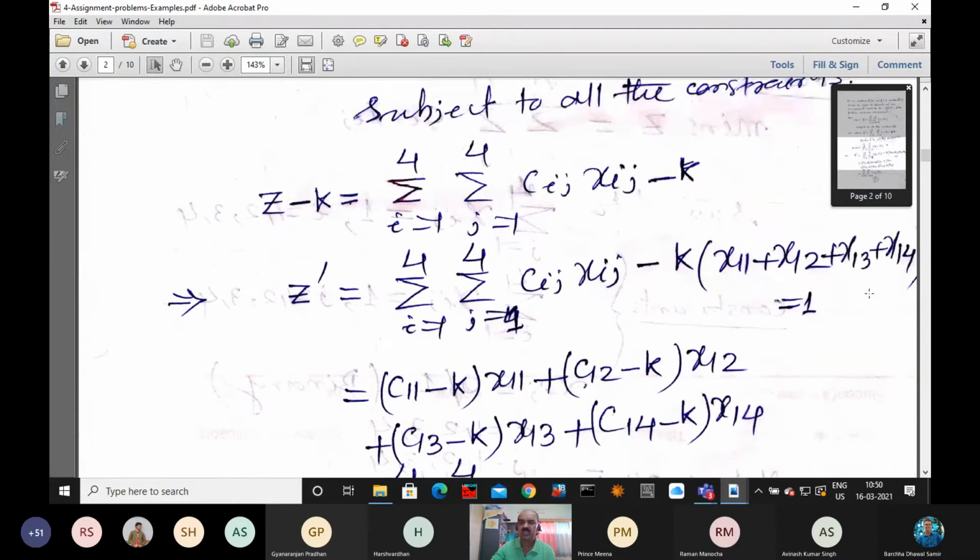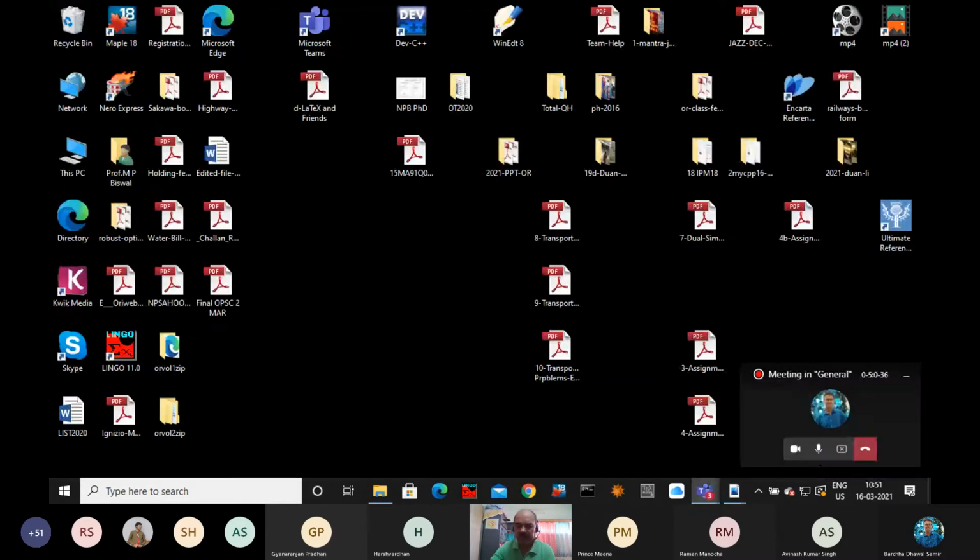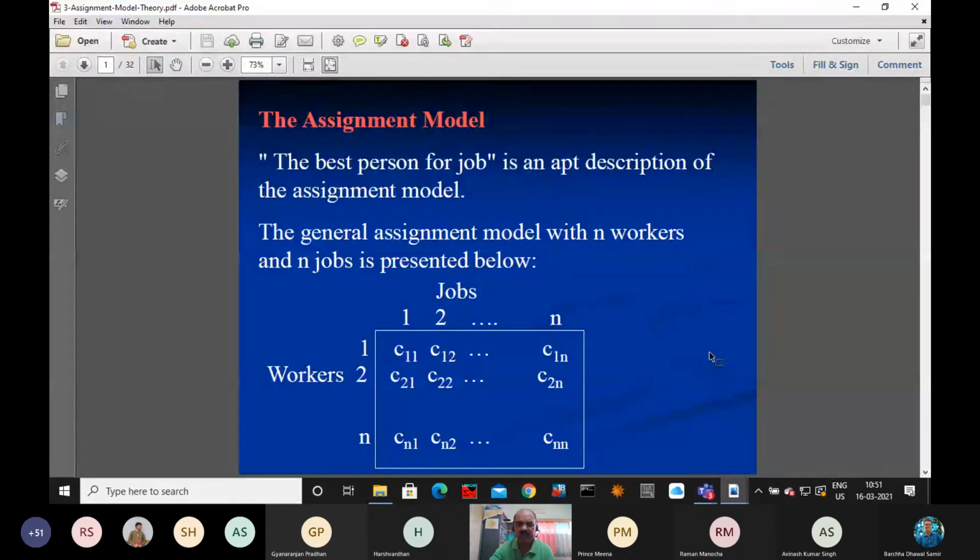Now I am coming to the actual model we are discussing. This is the assignment matrix, and with respect to this assignment matrix we will discuss our methodology and solution procedure.